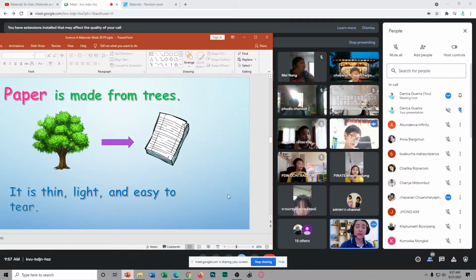Light. Yes, not the bow, light. Light means it's not heavy. All right. Now, what are the different examples of things made of paper?